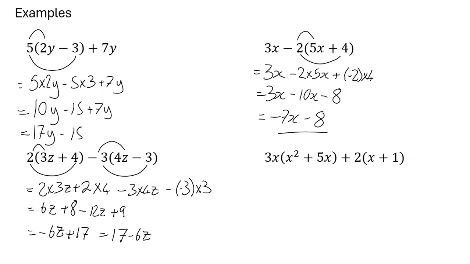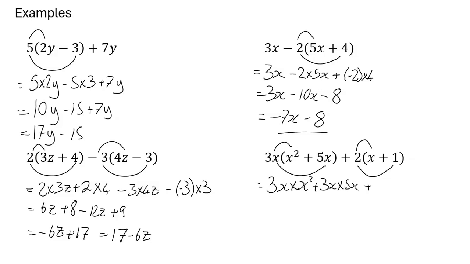This last one here, same idea. The only difference, the first bracket has an x outside it as part of the expansion. It doesn't change what we do. We still multiply into the brackets, and the 2 does the second one. The 3x doesn't touch the second one at all. So we get 3x times x squared plus 3x times 5x.